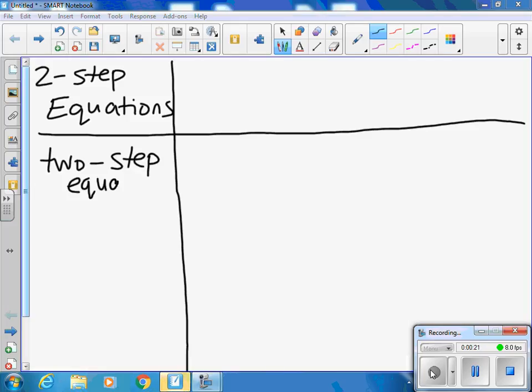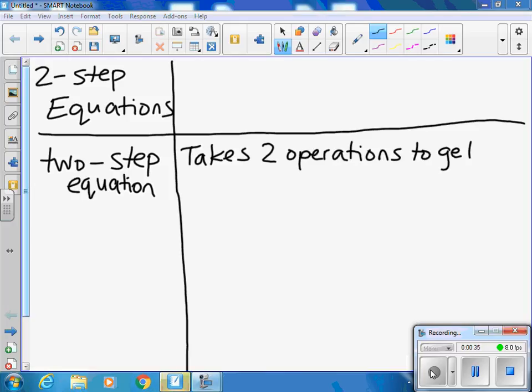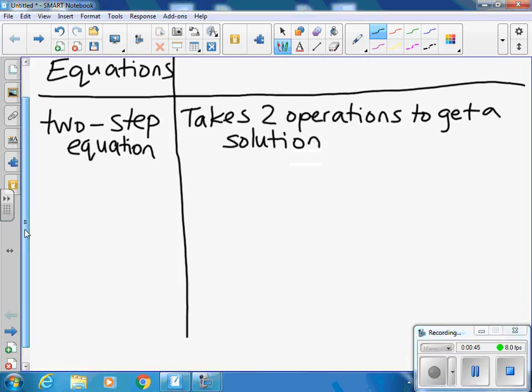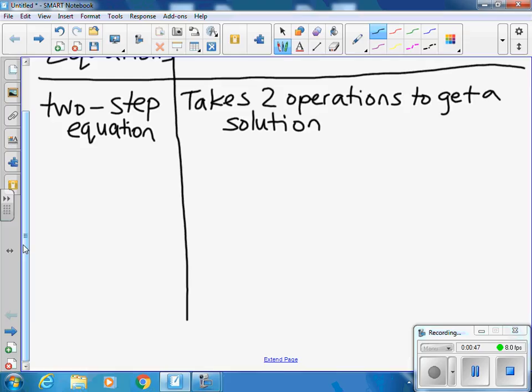In one-step equations, it took one operation to get to the final answer. So in a two-step equation, it takes two operations to get a solution. And there is usually a routine through the problems. There's a couple of problems that don't exactly follow the pattern, but for the most part, they do follow a pattern in terms of how you solve them.